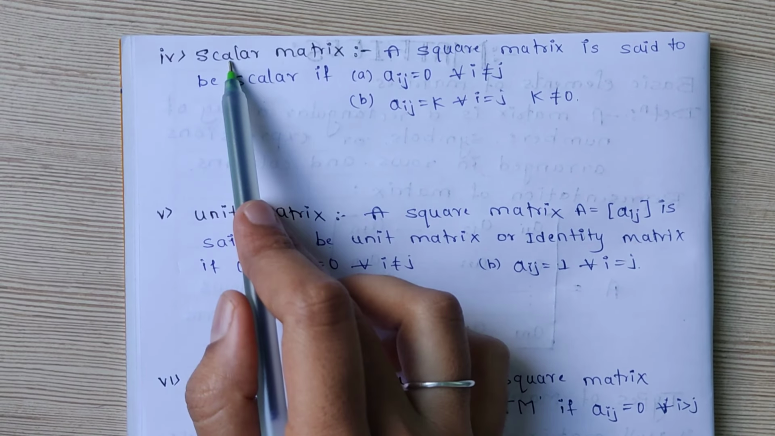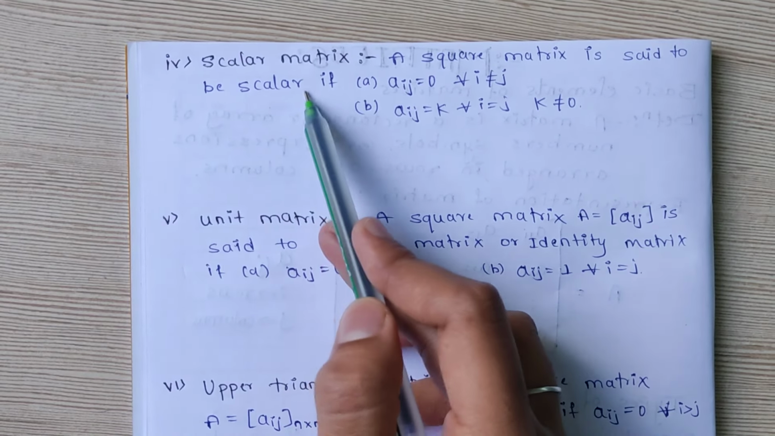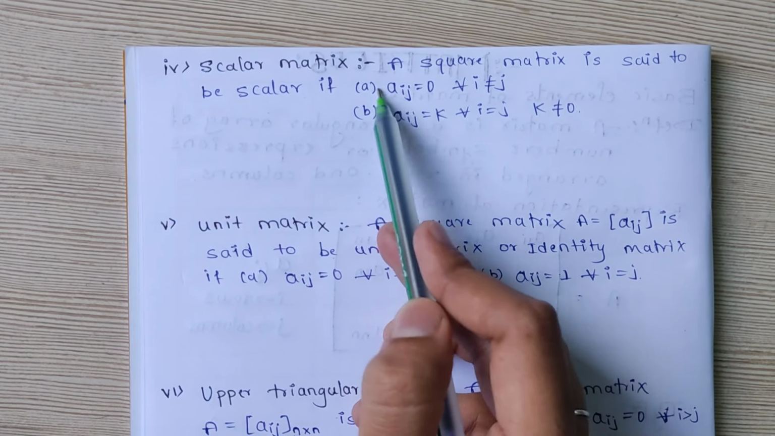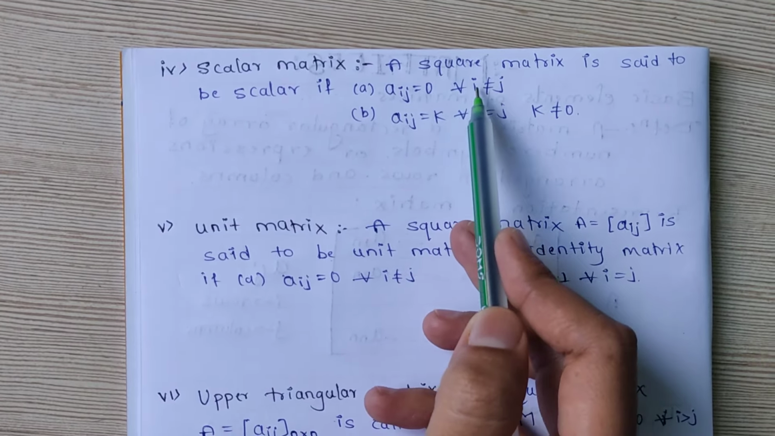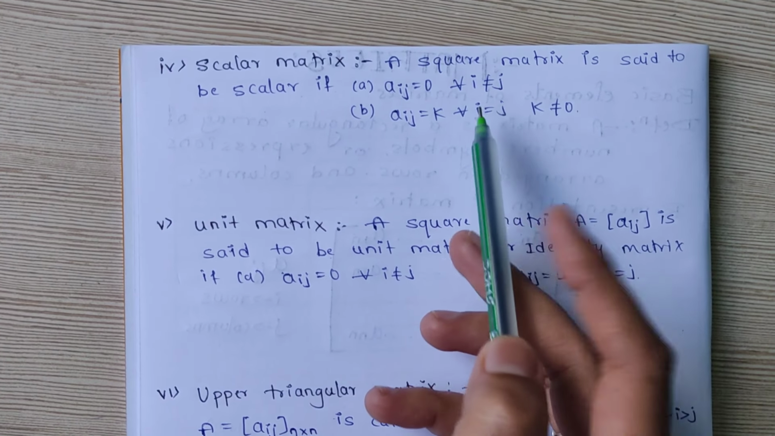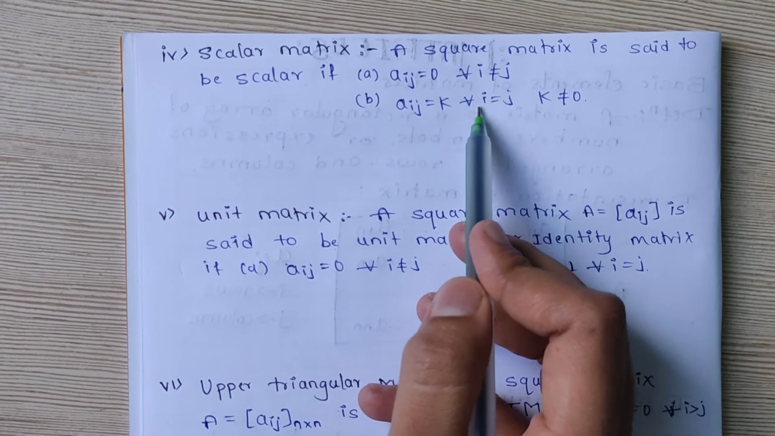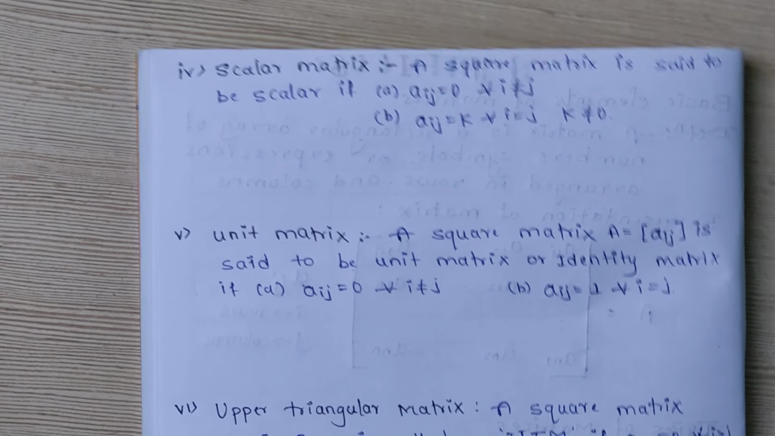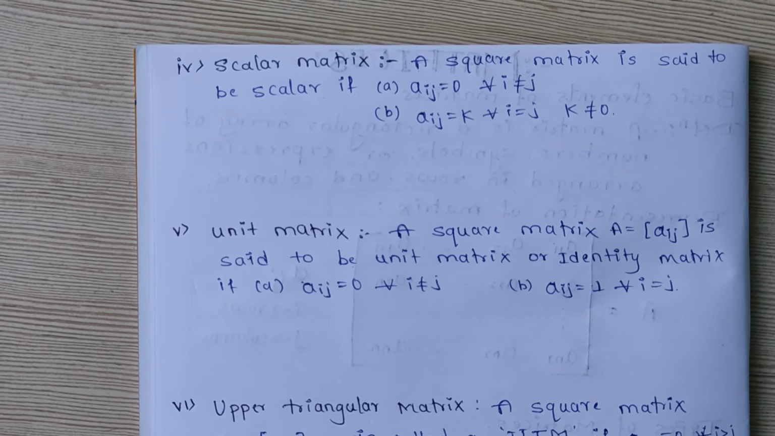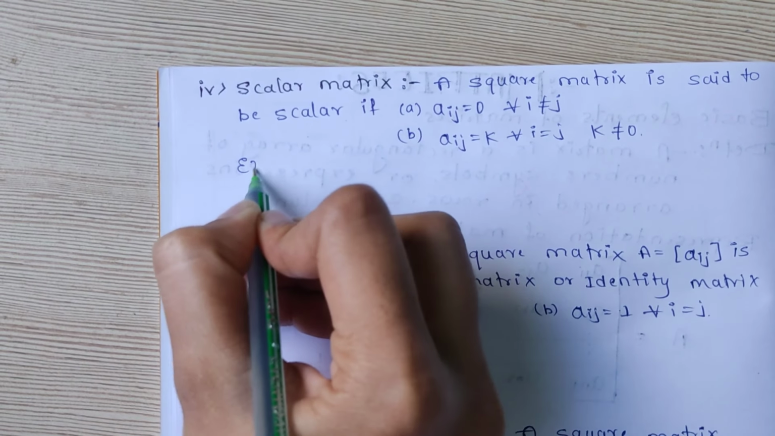The next type of matrix is the scalar matrix. A square matrix is said to be scalar if there are two conditions: Aij equals 0 for every i not equal to j, and the second condition is Aij equals k for all i equal to j. It is similar to a diagonal matrix, but it has some difference in the diagonal elements. I will tell you what that difference is.